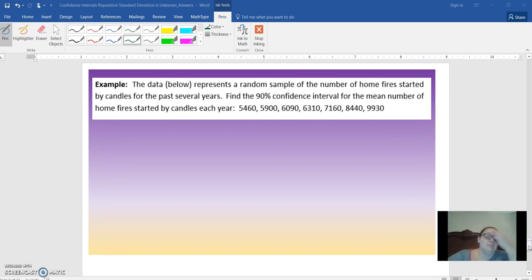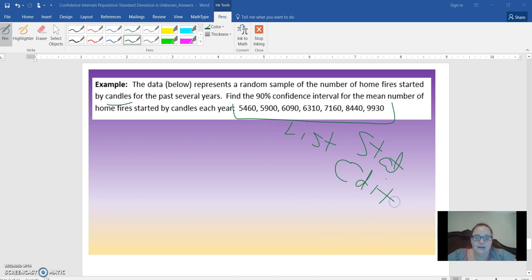All right, now let's do one where we have to put data in. Okay, so the data below represents the number of home fires started by candles in the past several years. Find 90% confidence. All right, so when we have a list of data, go put it in a list. So you push stat, edit, okay, and I'm going to put it in a list. I'm putting mine in list 2. You have something in list 1. I don't know. You can put it in whatever list you want.